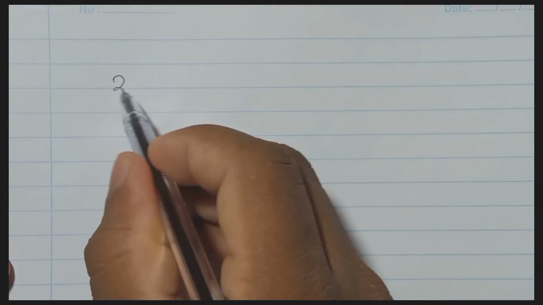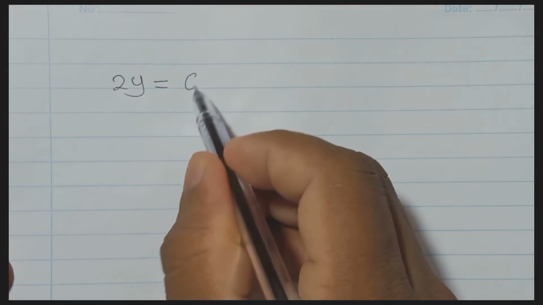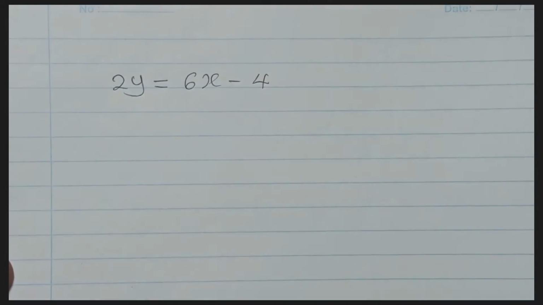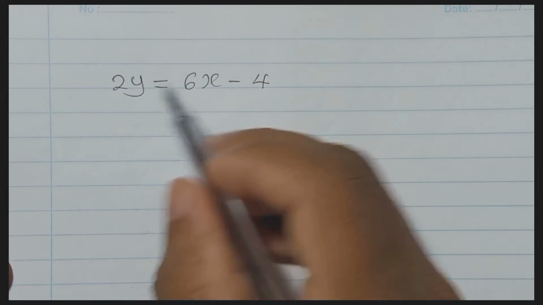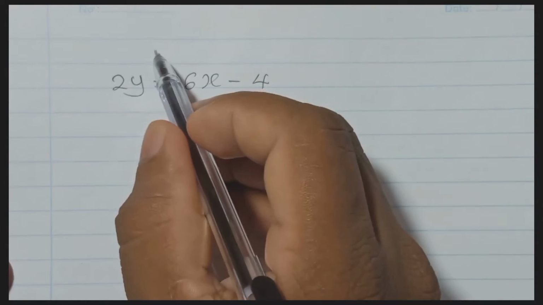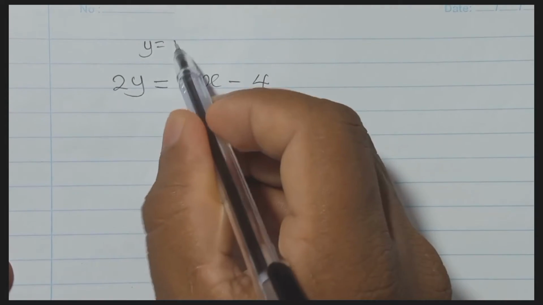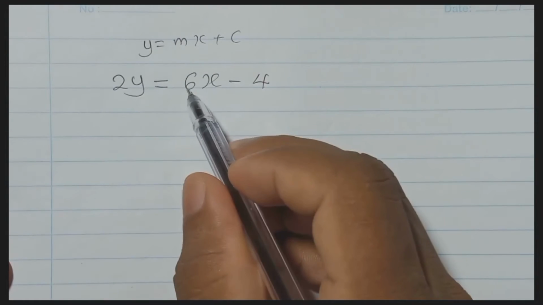Okay, now find the gradient when you have an equation. For example, think you have the equation 2y equals 6x minus 4. If you thought this 6 is the gradient, it's wrong. Normally in our format, y equals mx plus c, we call that format, m is the gradient. So that's why 6 would be the gradient in that format.